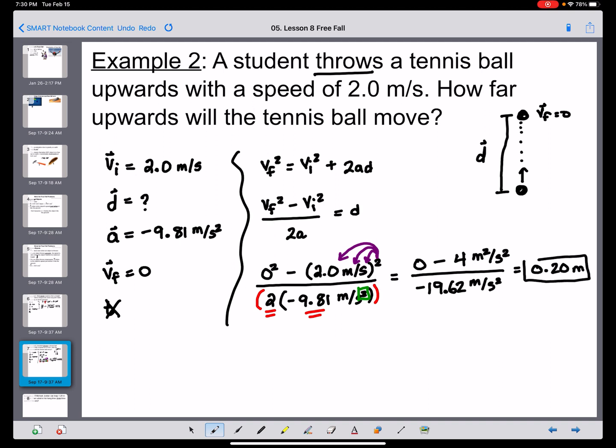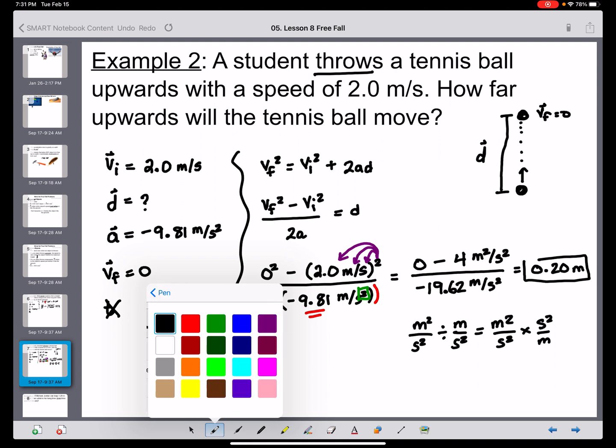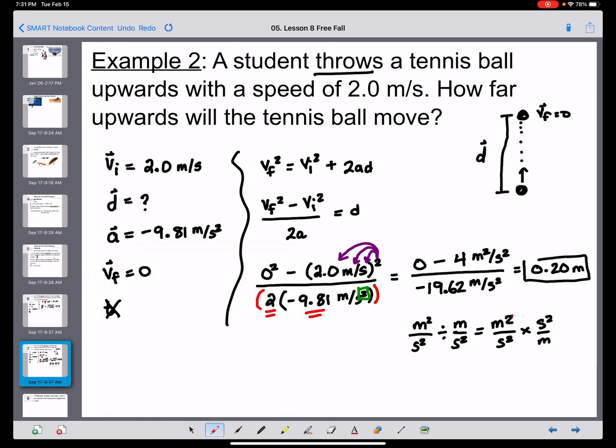And for the units, I'll just show you quick. So up top we have meters squared per second squared. That's being divided by meters per second squared. Remember, we don't cancel units when we have a division sign, so we turn it to a multiply sign and flip the second fraction. And then now we can see that one of the meters up top cancels the meters on the bottom, second squared cancels second squared, and so that's where meters in the answer comes from.